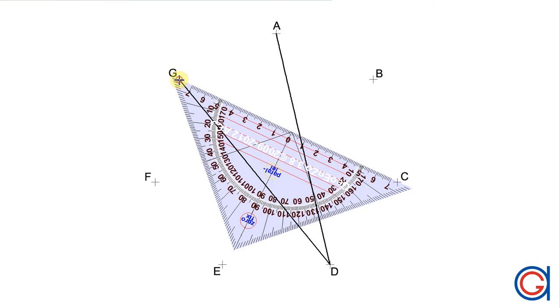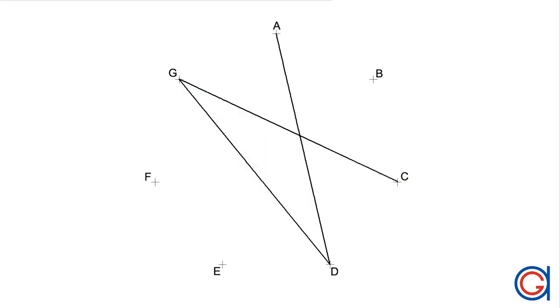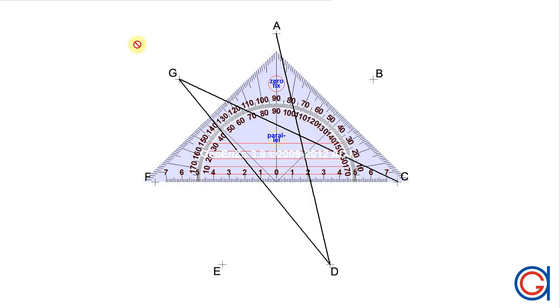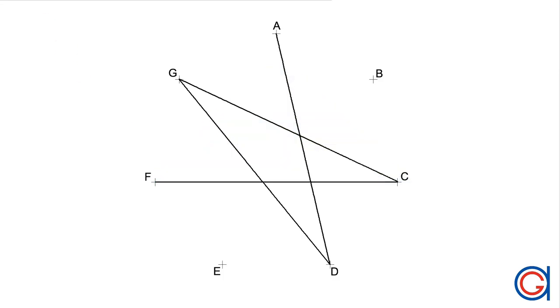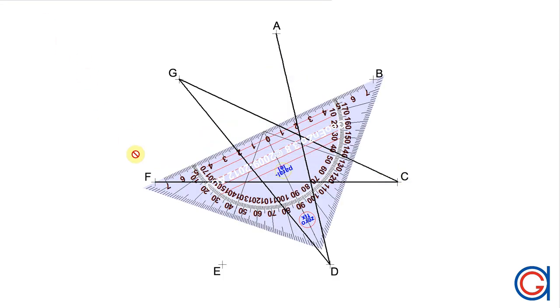Now we join vertex G to C, skipping vertices A and B. We continue by joining vertex C to F, skipping vertices D and E. Now we join vertex F to B, again skipping vertices G and A.